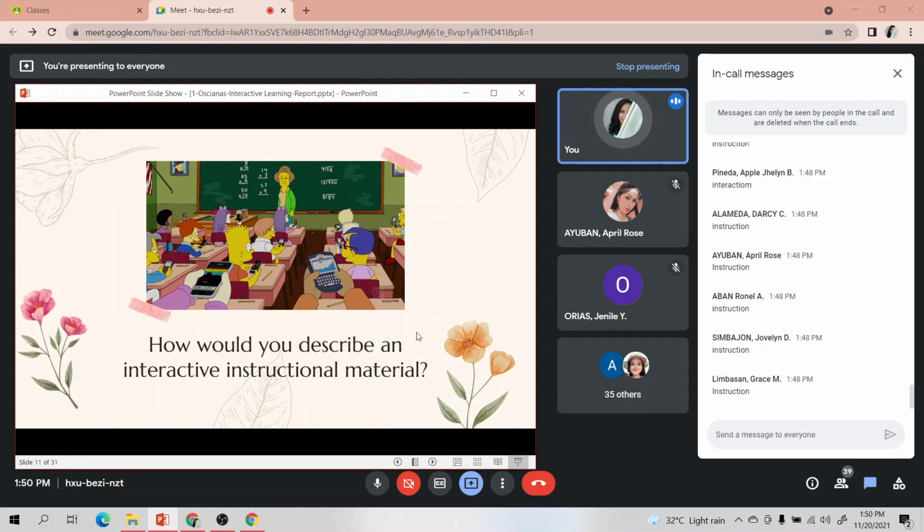Next, how would you describe an interactive instructional material? Of course, if you want your instruction to be interactive, you have to use interactive materials, and then as a teacher, you have to apply interactive teaching.